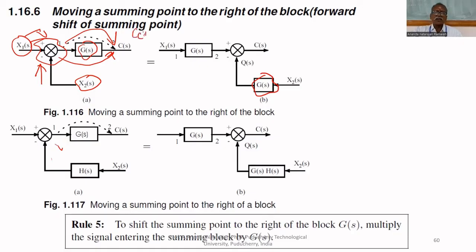Here what you will get? C of S equal to G of S x1 of S plus G of S x2 of S. Here also what you are getting? The same. C of S equal to x1 of S multiplied by G of S, x2 of S also multiplied by G of S. But here a minus sign is there. So I should put a minus sign. So here also you will get G of S multiplied by x1 of S minus G of S multiplied by x2 of S.